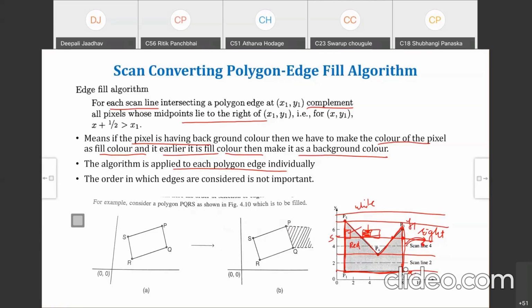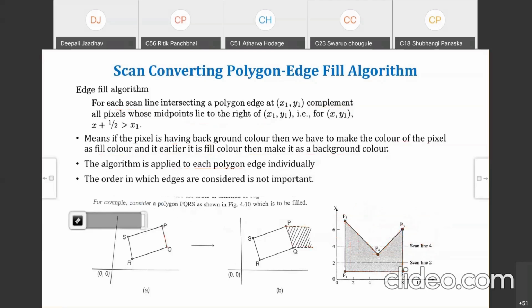Here, suppose we consider this PQ. All the pixels to the right of PQ are complemented. Now see it with an example, then it becomes very simple to understand.